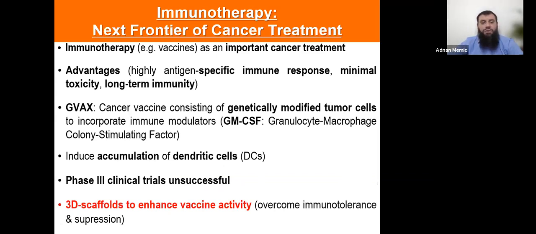an effective treatment approach. So can this be overcome by generating, let's say, a 3-dimensional scaffold? If we can basically train and guide stem cells to become bone cells, why can't we do the same thing with immune cells?